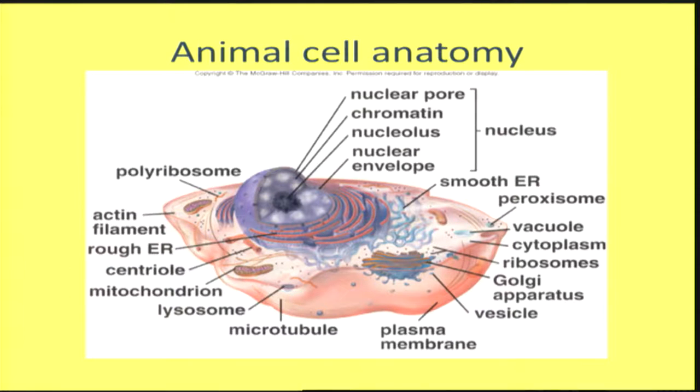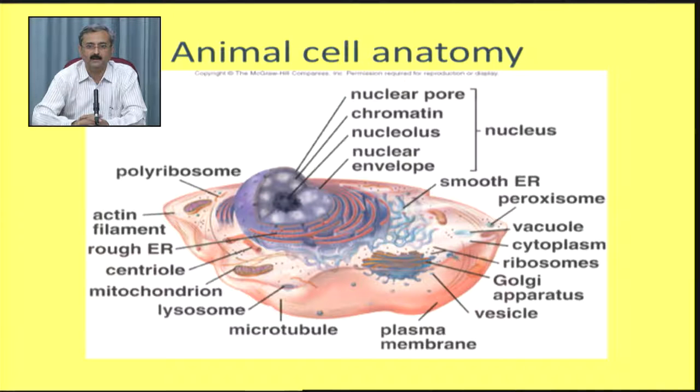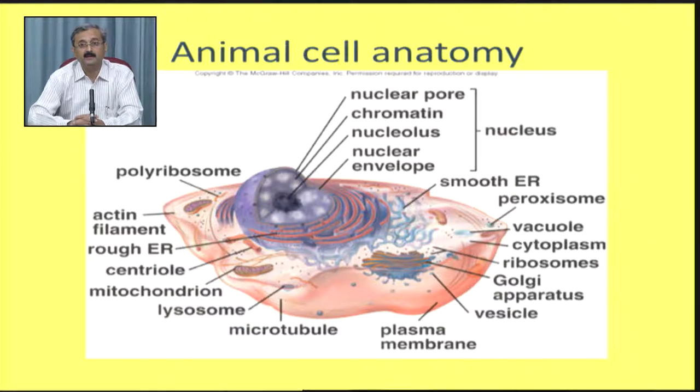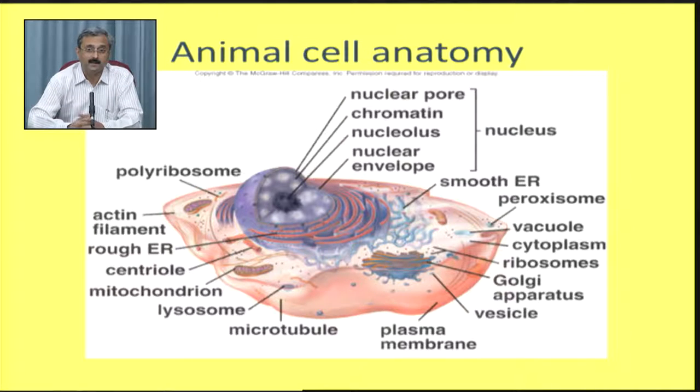Now if you look at the animal cell anatomy, you are able to observe the nuclear pore, the chromatin, nucleolus, and nuclear envelope, which all constitute one organelle, that is the nucleus. That means a nucleus is not a simple organelle. It does contain a large number of compartments. Again, it has the nuclear pore, chromatin, nucleolus and the nuclear envelope.